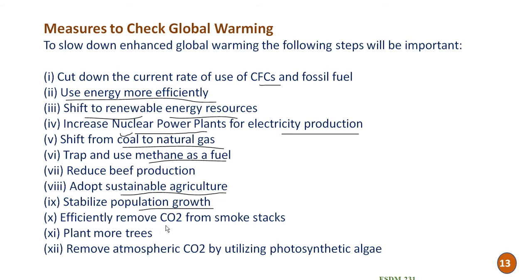Then efficiently remove carbon dioxide from the smoke stack. Then plant more trees, that is afforestation. And the last one is to remove atmospheric carbon dioxide by utilizing photosynthetic algae. So these are some of the measures which we can use to check global warming.